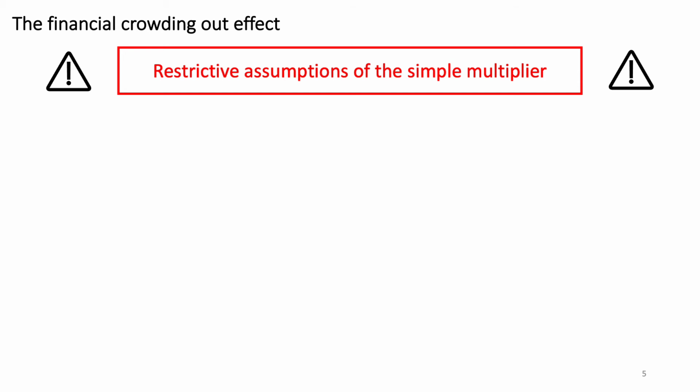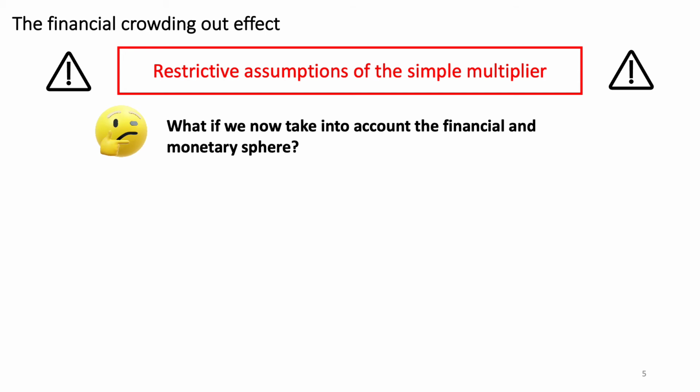Be careful. Remember that what we just learned about the multiplier relies on very specific assumptions. For instance, we assumed that the interest rate was constant. We will now remove this assumption to integrate the financial and monetary sphere into the analysis.